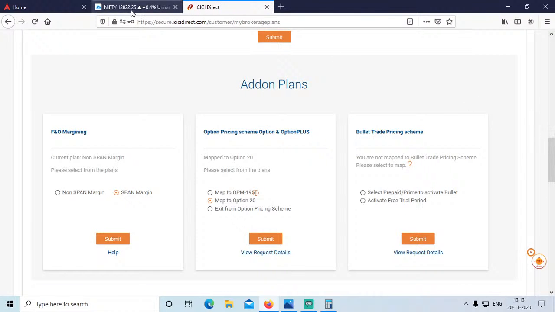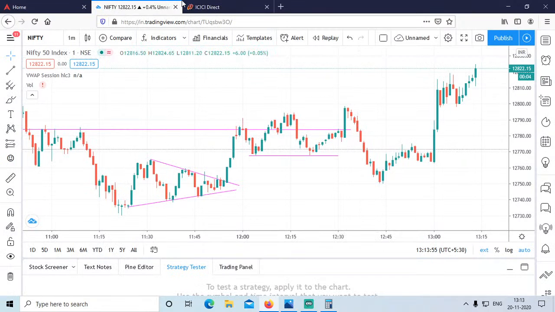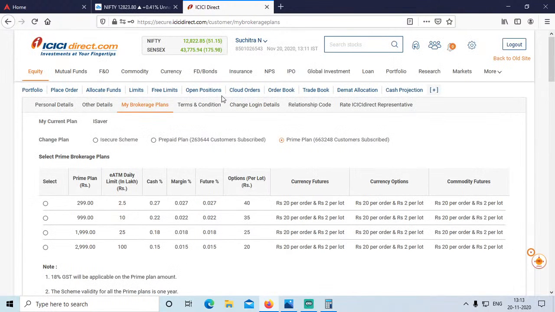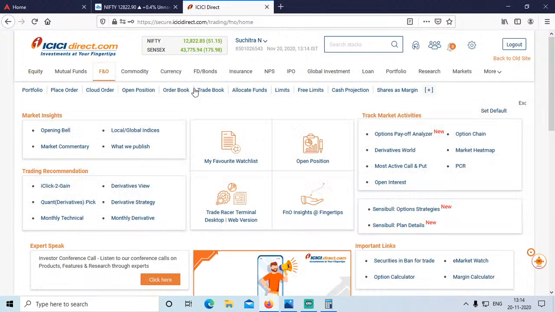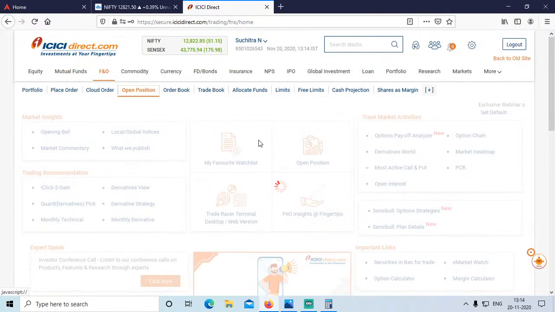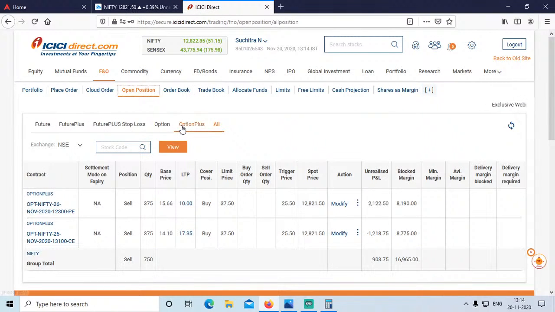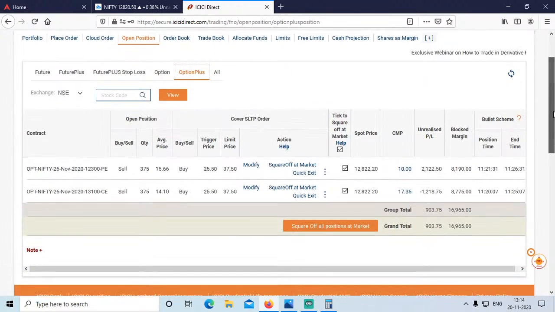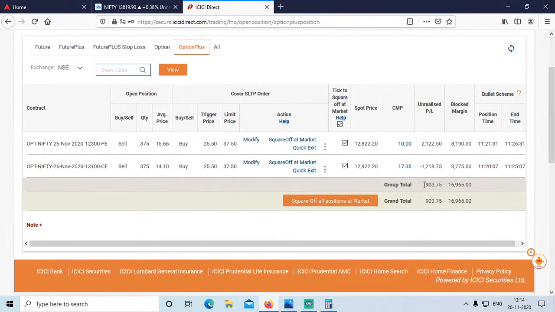Market is going in a one-way direction, so I think it's better to square it off or something. I should check it. What is the F&O open position, option plus. Okay, still I am safe. 900 points profit, 903 rupees profit.